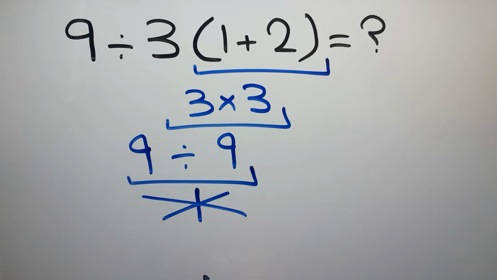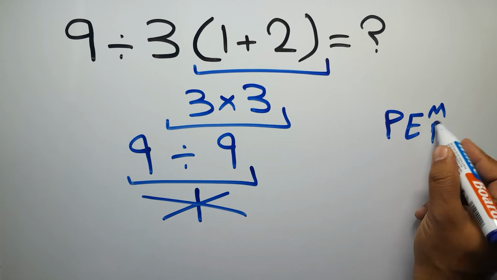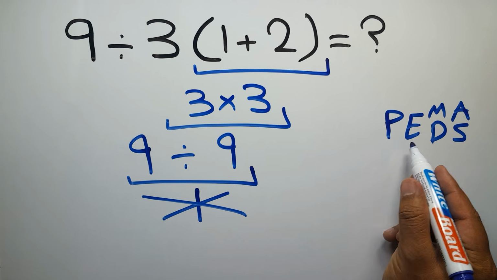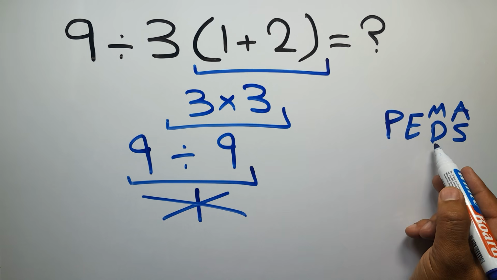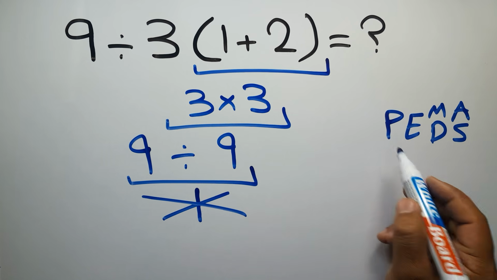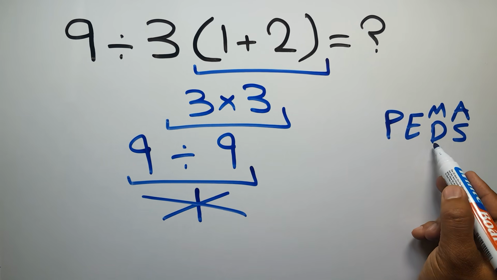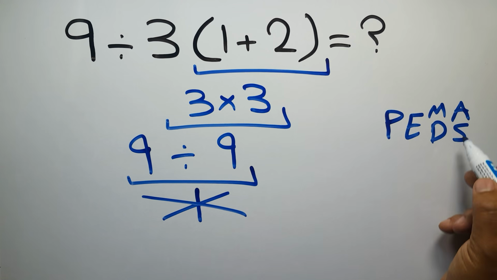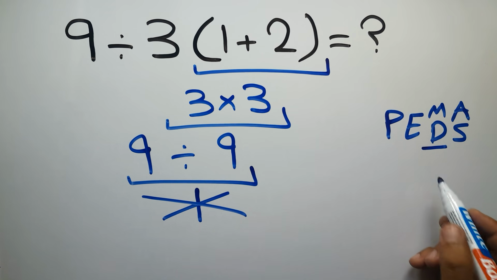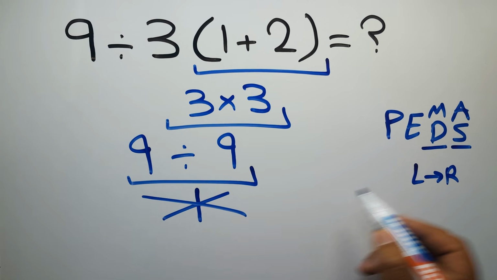because according to the order of operations, which is PEMDAS, P stands for parentheses, E stands for exponents, M and D stand for multiplication and division, and A and S stand for addition and subtraction. First we have to do parentheses, then exponents, then multiplication or division, and finally addition or subtraction. Remember that multiplication and division have equal priority and we have to work from left to right. And the same applies to addition and subtraction.